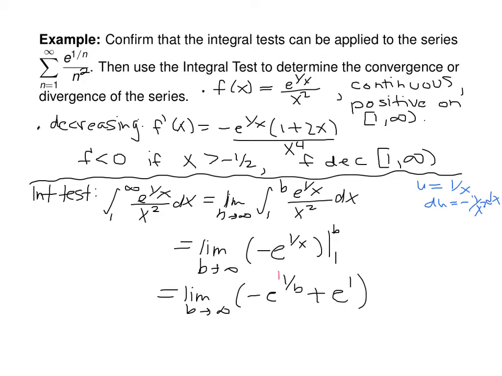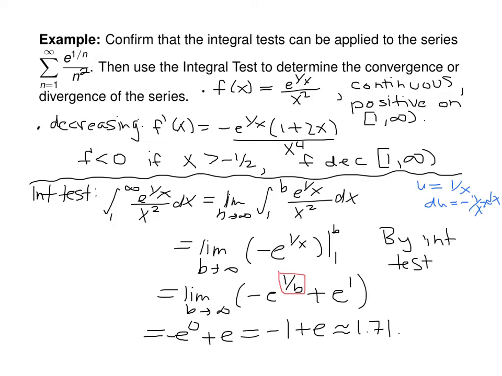And as b goes to infinity, this 1 over b goes to 0. So we will have negative e to the 0 plus e, which is the same thing as negative 1 plus e. And since e is about 2.71, this is about 1.71. And because this is a finite number, that means that our infinite integral converges. And so by the integral test, your series, n equals 1 to infinity, e to the 1 over n squared, also converges.